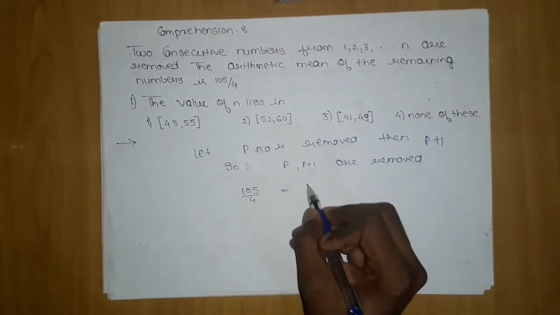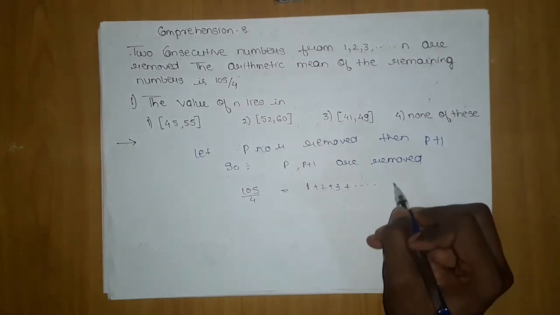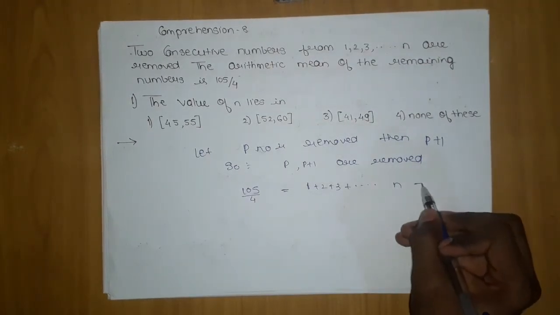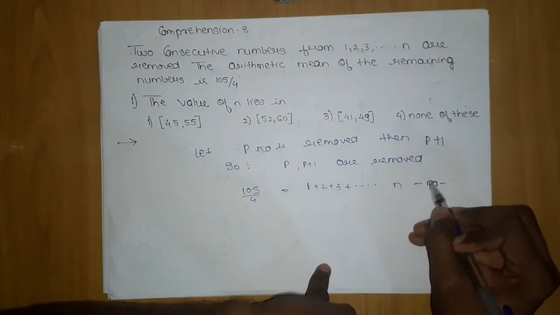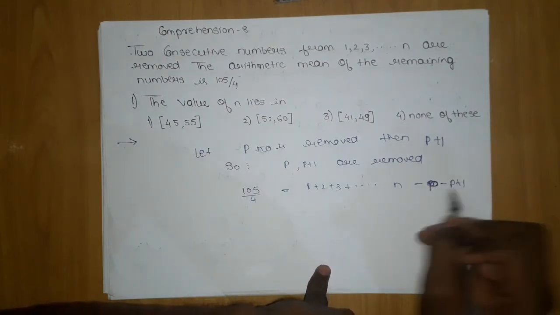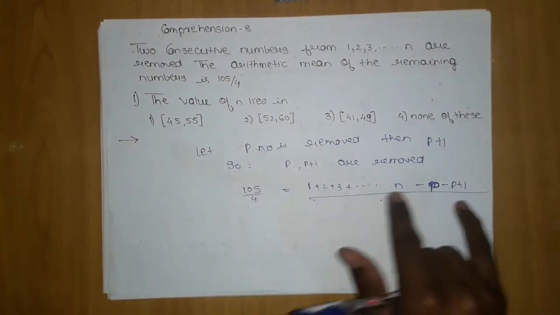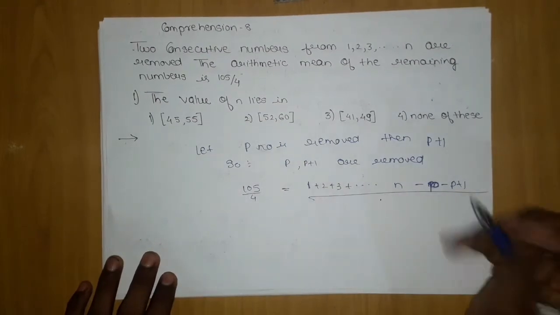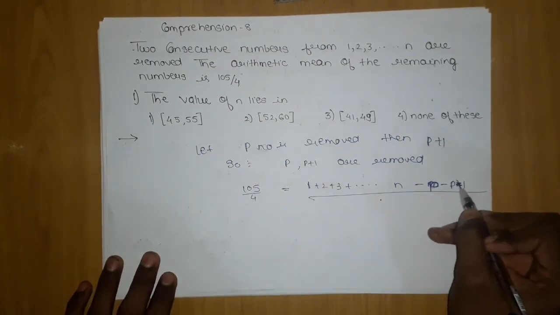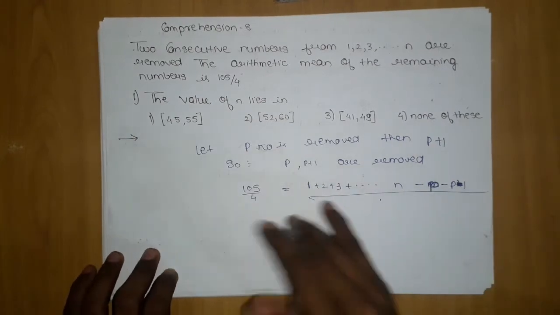Arithmetic mean will be what, sum of numbers, 1 plus 2 plus 3 plus 4 and so on till n. But where two numbers are removed, so I will remove p and p plus 1 from this. Divide by how many numbers are there here. If you observe, these numbers are removed from n terms.